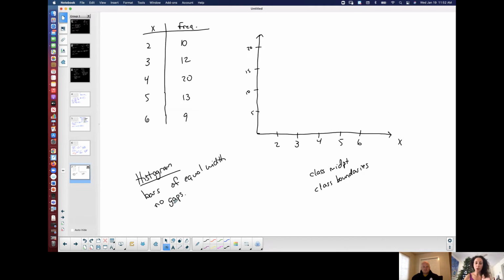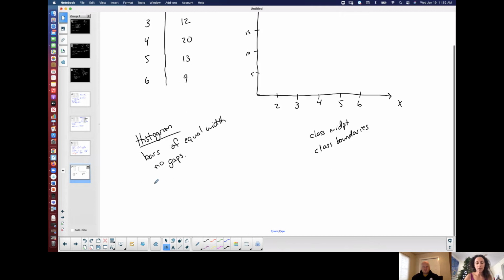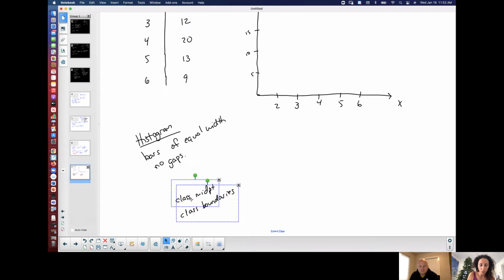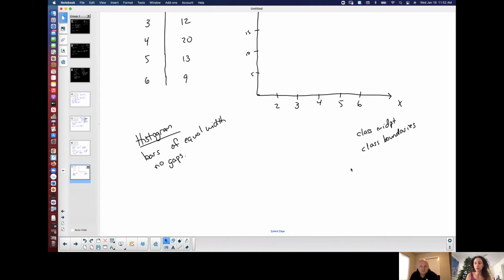Each bar represents your class. The horizontal scale of your histogram will represent class midpoints or class boundaries. If it represents the class midpoint, then the middle of each bar would be that value. If it represents class boundaries, then the ends of each bar would be along your boundaries.